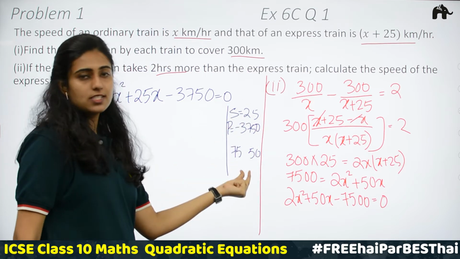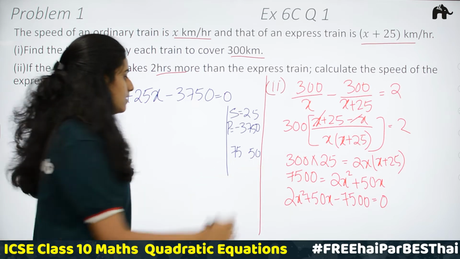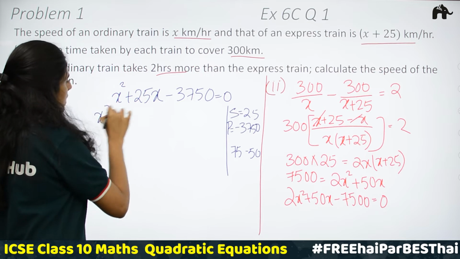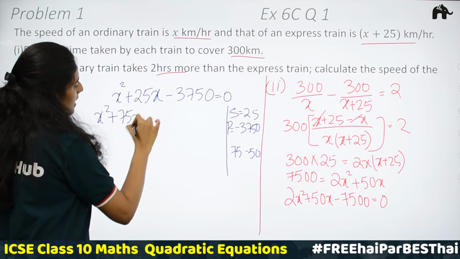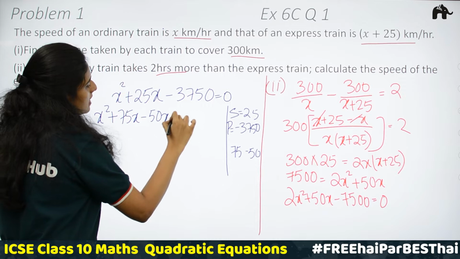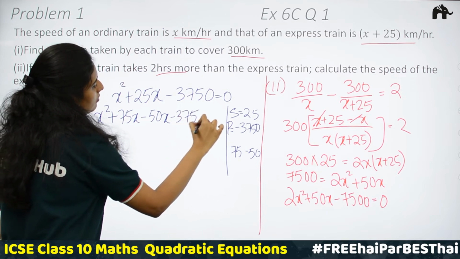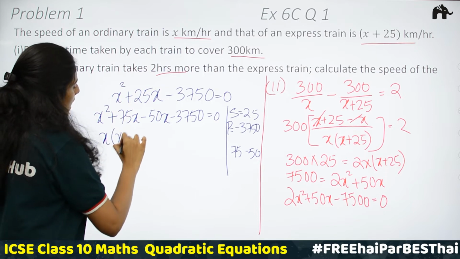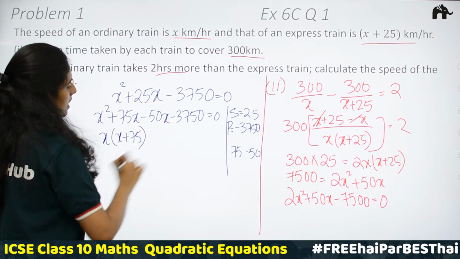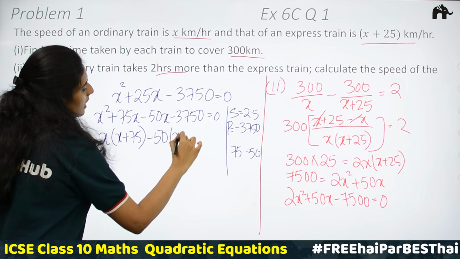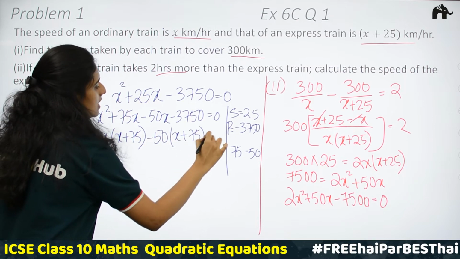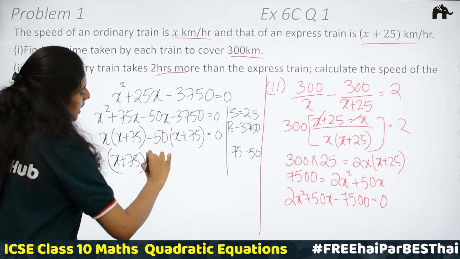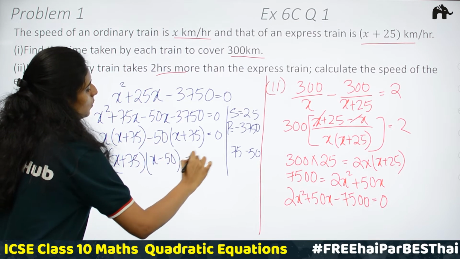The greater number should be positive and the smaller number should be negative. So 75 minus 50. Splitting the middle term: x square plus 75x minus 50x minus 3750 is equal to 0. Now taking common: x into (x plus 75) minus 50 into (x plus 75) is equal to 0. That is (x plus 75) into (x minus 50) is equal to 0.